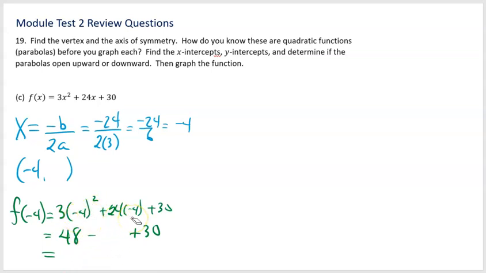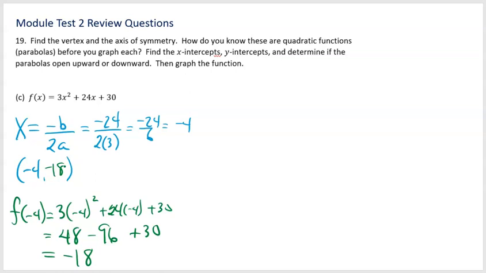24 times negative 4 gives me negative 96 plus 30. So I'm going to type in 48 minus 96 and then plus 30. And that gives me negative 18 is my y value of the vertex. So I've got some bigger numbers on this problem.